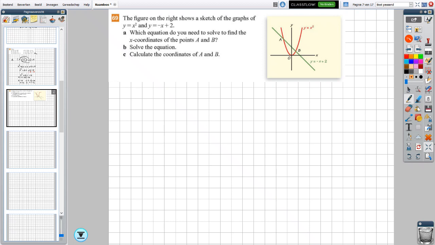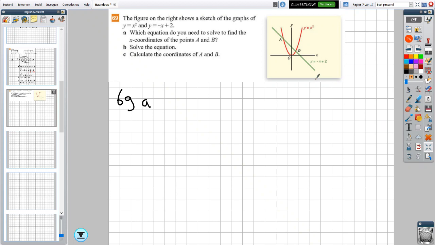Good day everyone. We're going to take a look at your favorite exercise 69 today. The figure on the right shows a sketch of the graphs of y = x², that's the parabola, and y = -x + 2. Which equation do you need to solve to find the x-coordinates of the points A and B?